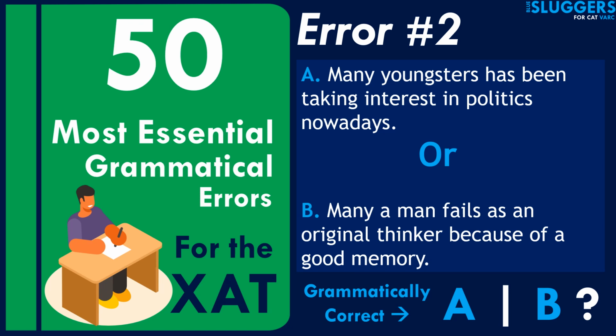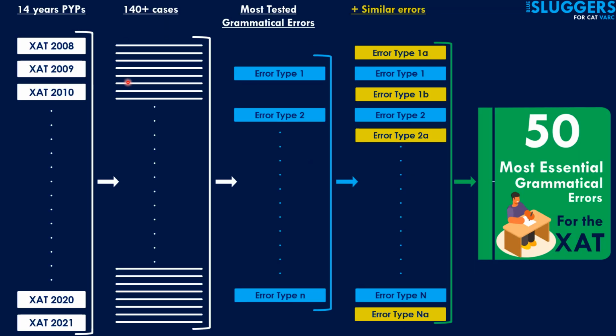And this is the series 50 most essential grammatical errors for the XAT. It is not just a random set of 50 grammatical errors. There's a certain process that went behind creating this list. If you want to know what the process is, you can click on the cue card here on the top and check. I've explained that in that video.